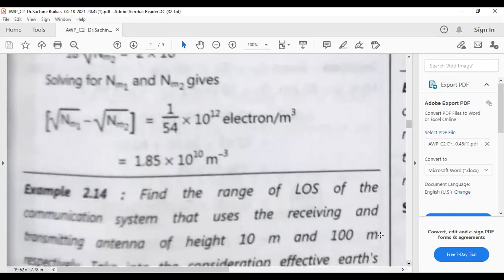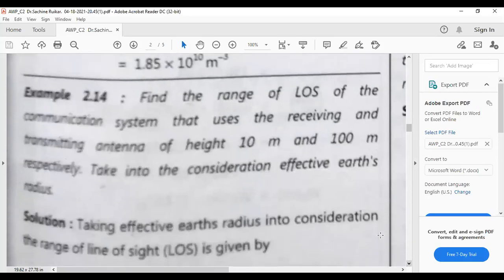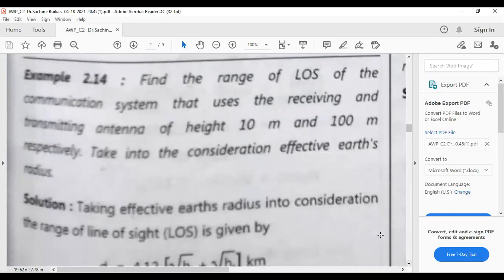Now go for numerical number 2.14. Find the range of the LOS, that is line of sight, of the communication system that uses the receiving and the transmitting antenna of height 10 meters and 100 meters respectively. I'm going to repeat: find the range of the LOS of the communication system that uses the receiving and the transmitting antenna of height 10 meters and 100 meters respectively. Take into consideration the effective earth radius.